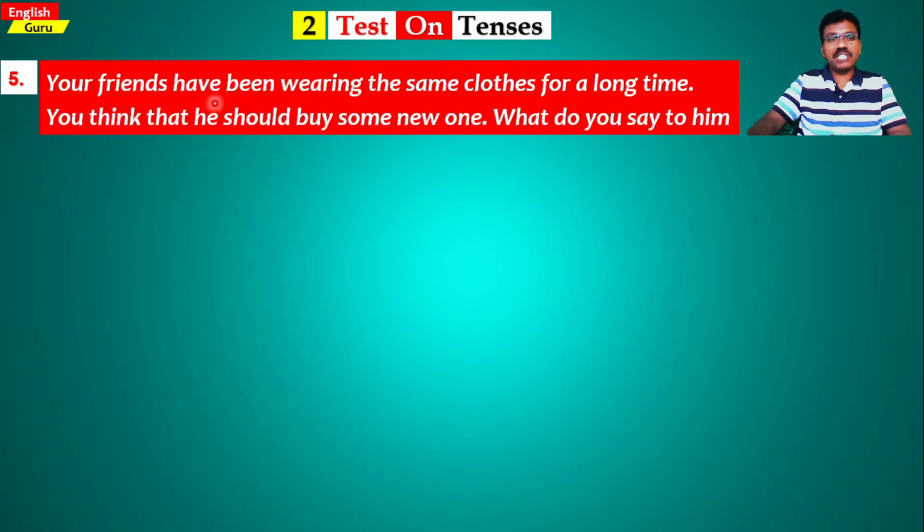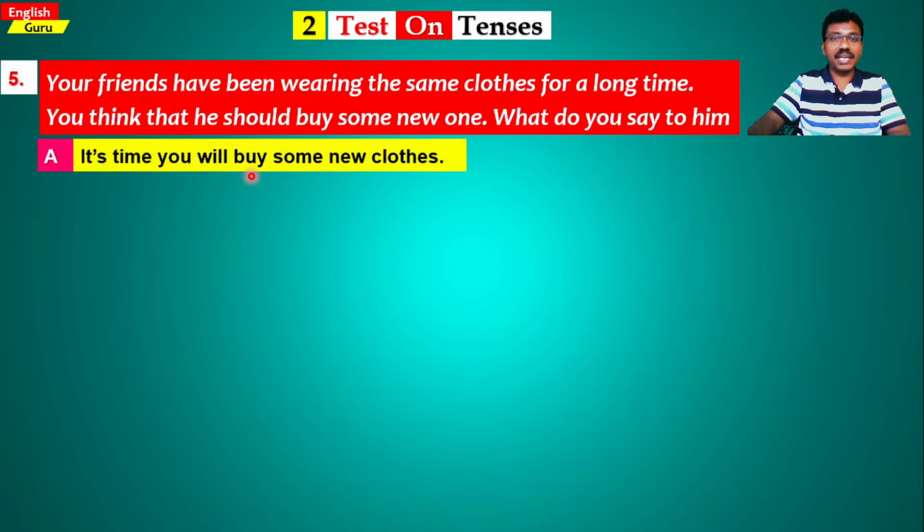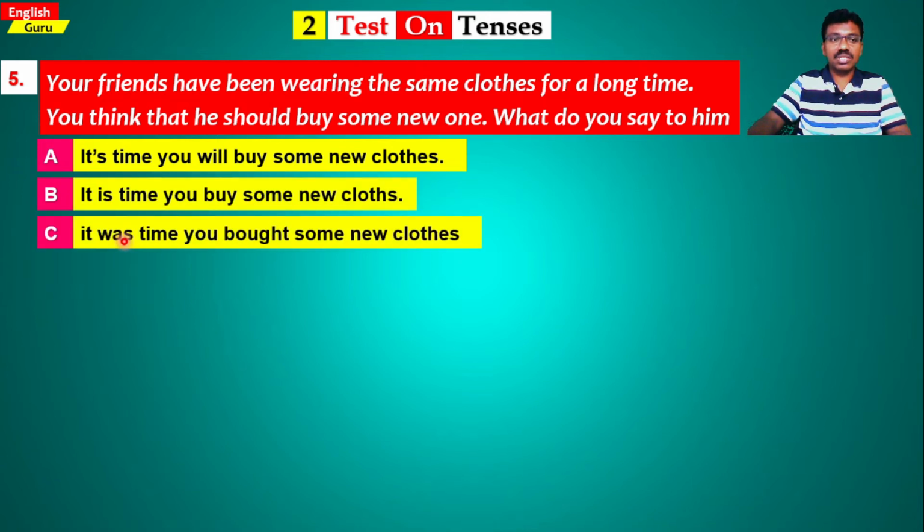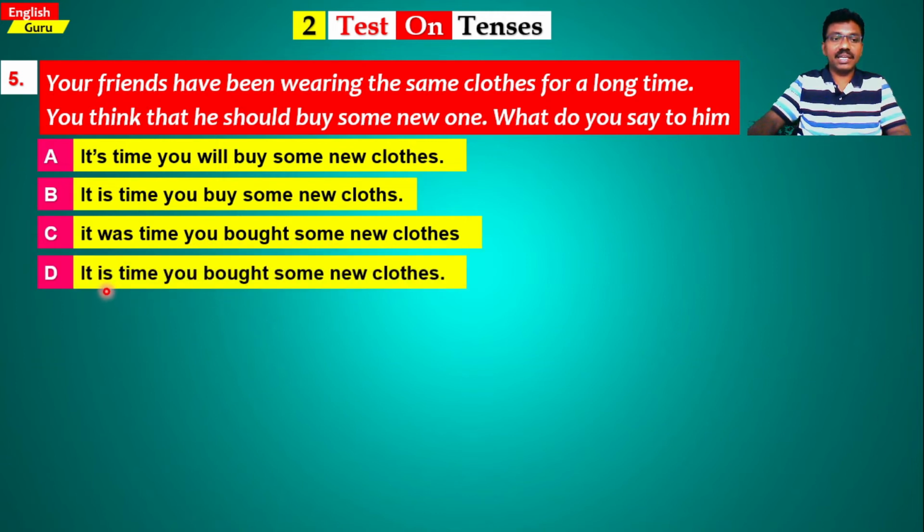Next question, your friends have been wearing the same clothes for a long time. You think that you should buy some new ones. What do you say to them? Your friends are wearing same clothes again and again and you think that's not good and you ask them to buy new clothes. How will you tell them? Option A, it's time you will buy some new clothes. B, it's time you buy some new clothes. C, it was time you bought some new clothes. D, it's time you bought some new clothes.